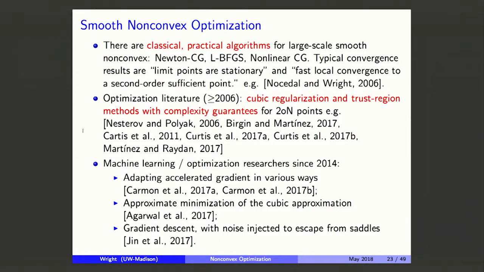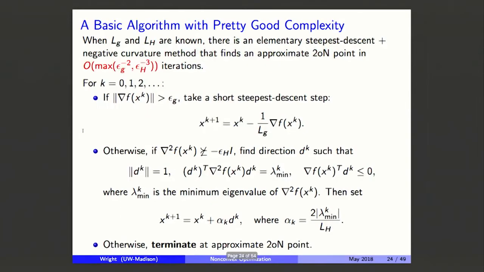But this problem's also spurred a lot of interest in the machine learning community, and of course machine learning people are doing optimization as well. And so they've come up with a bunch of methods that are amalgams of convexification techniques, accelerated gradient, trust region, gradient descent with some injection of noise, judiciously injecting noise to bump them away from saddle points, and so on. Just in the last 3 years or so, there's been a bunch of methods along those lines.